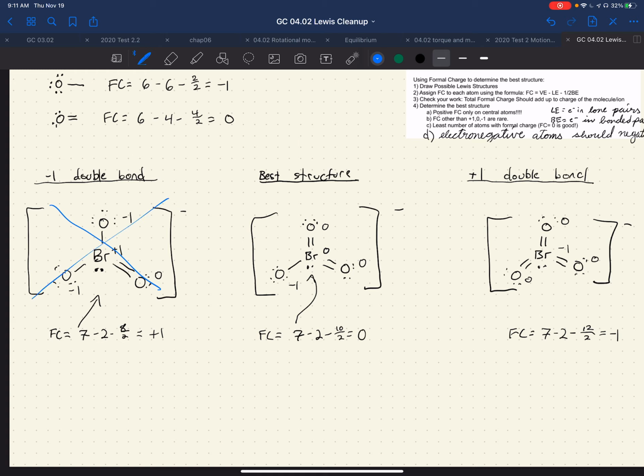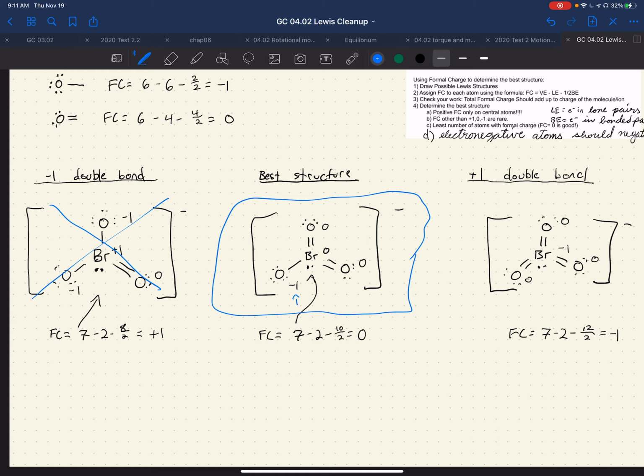Okay? Now we go down to our last thing. Electronegative atoms should have negative charges. All right, so between oxygen and bromine, oxygen is more electronegative, which means that this structure is correct because the negative charge is on the oxygen and not on the bromine. Okay, so there's our best structure.